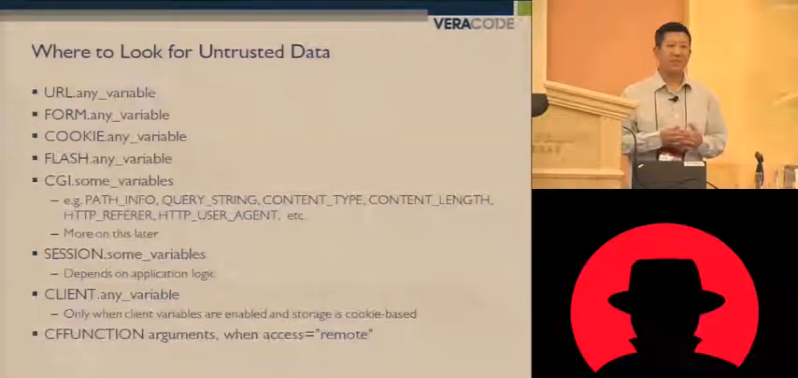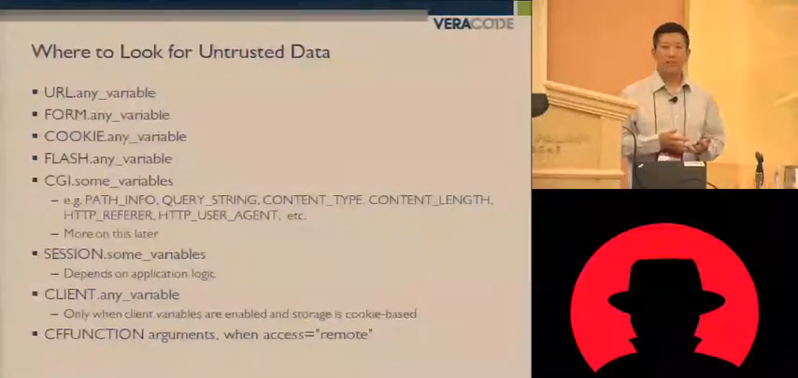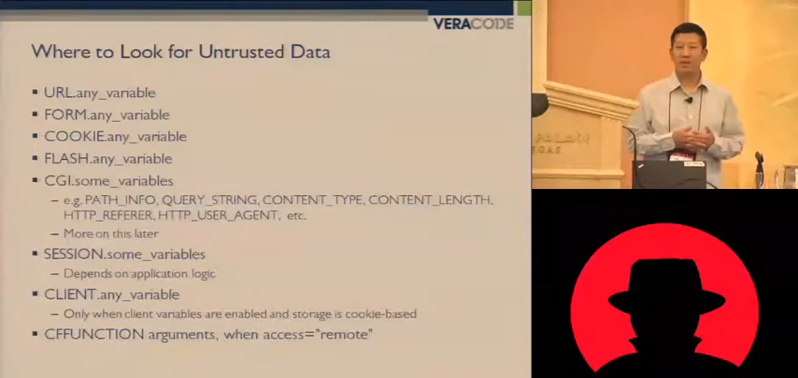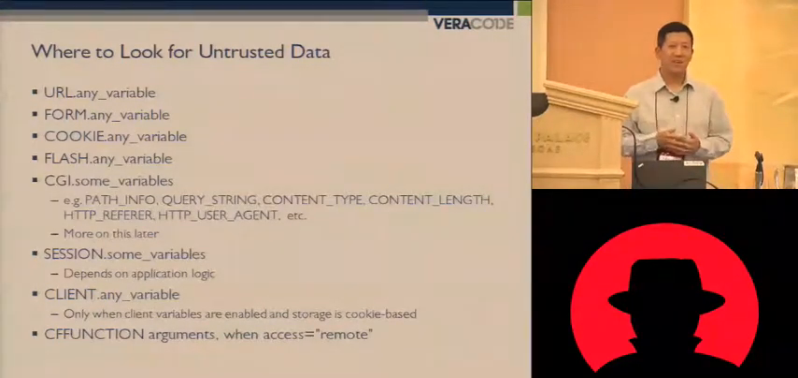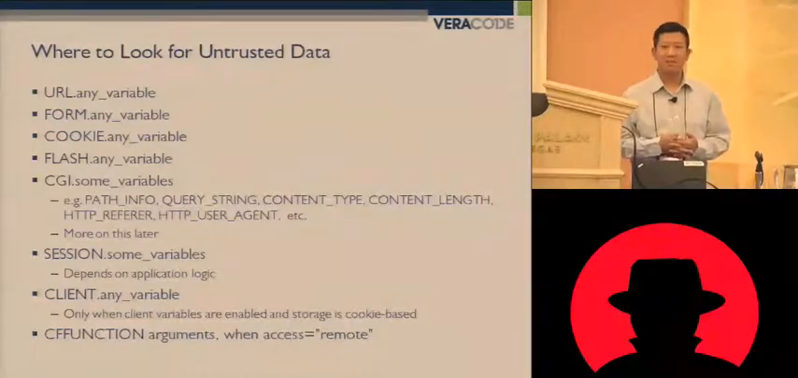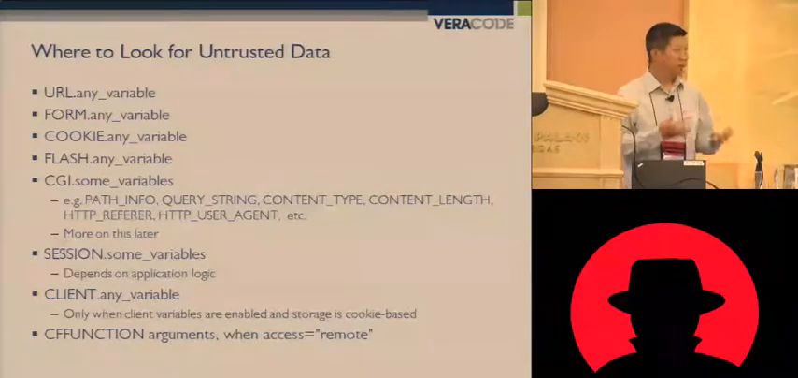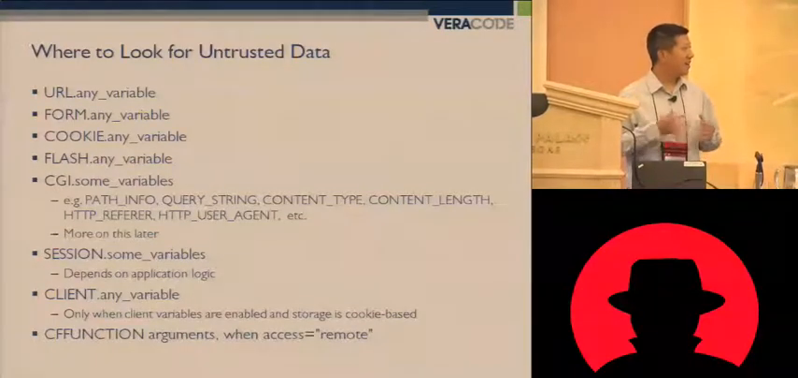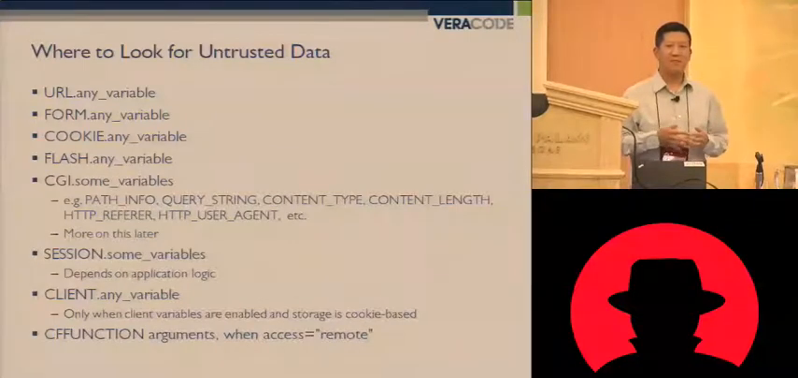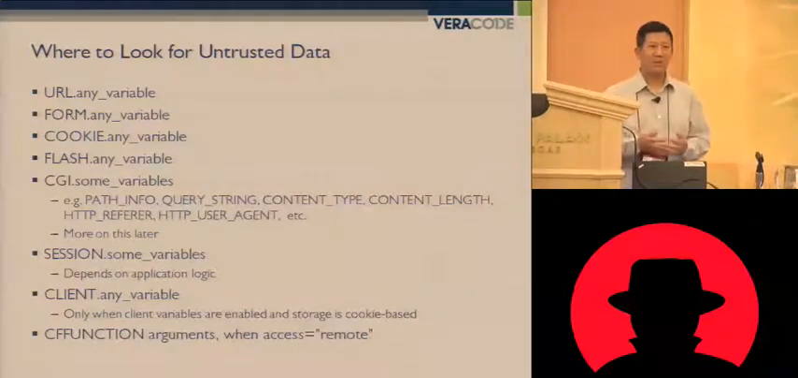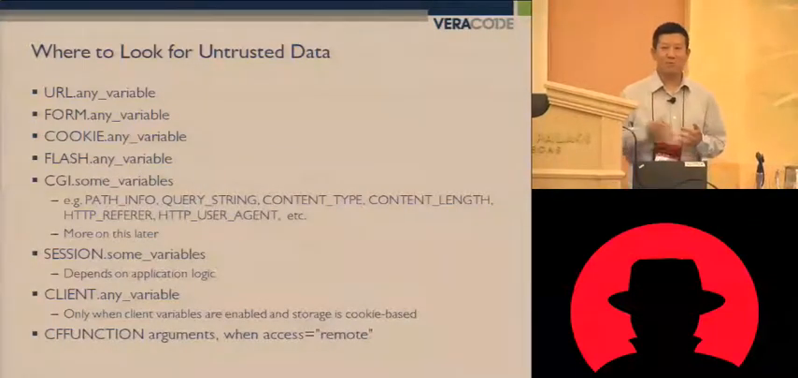Url.anything means a variable that was passed in through the query string in the browser. Form.anything was passed in the post data of an HTTP request. Cookie is probably pretty obvious. Flash comes from the Flash movie. CGI, not all of the CGI scope variables are tainted, but most of them either are tainted by default or can be easily tainted. And we'll have a slide on that later.